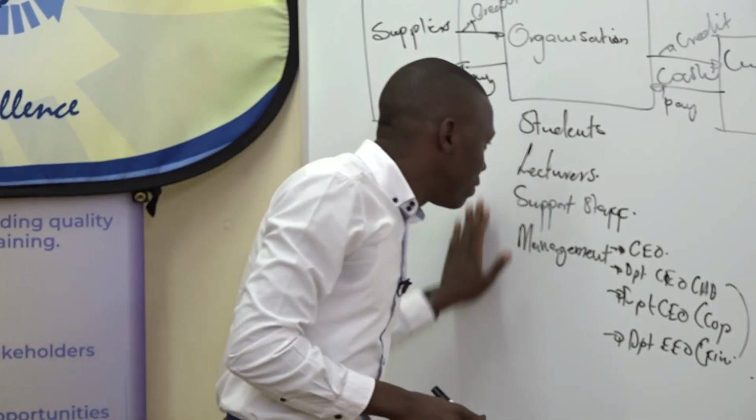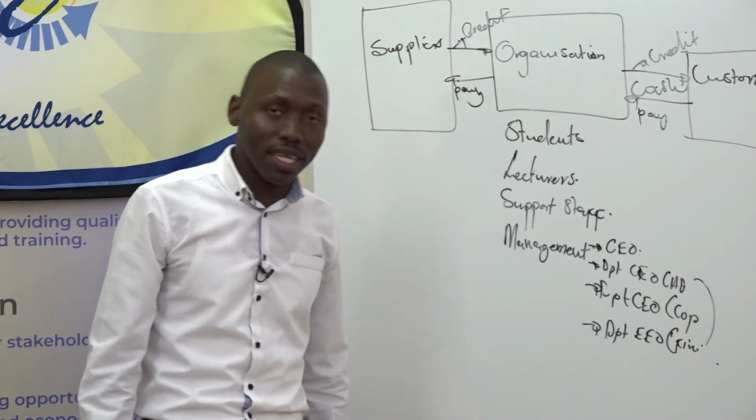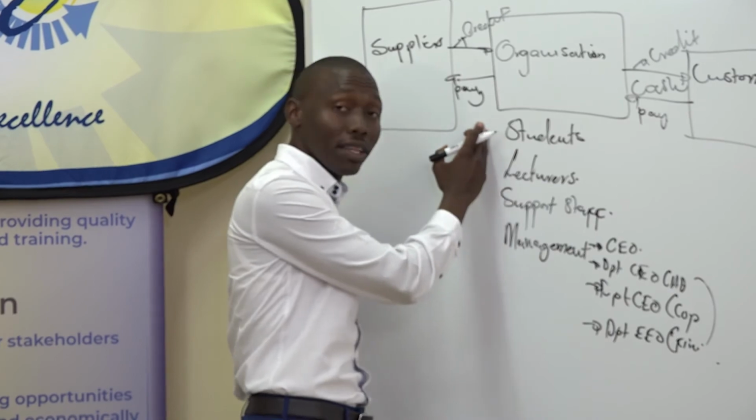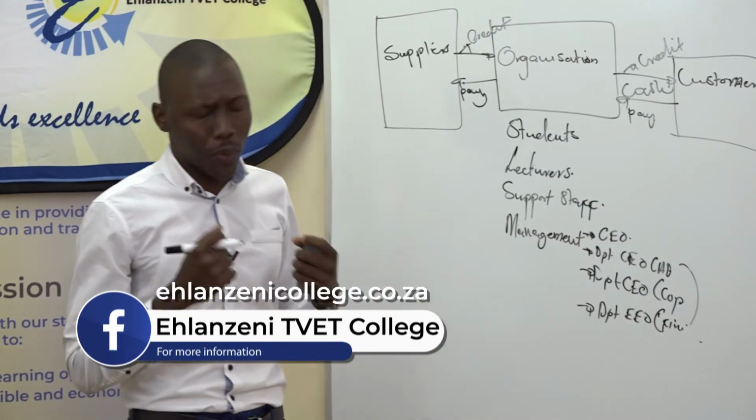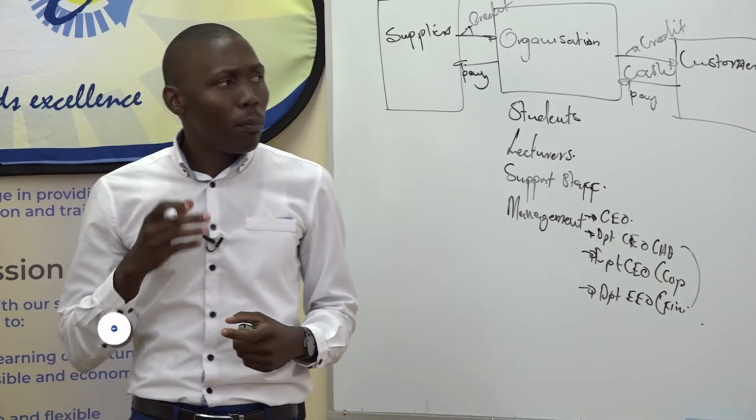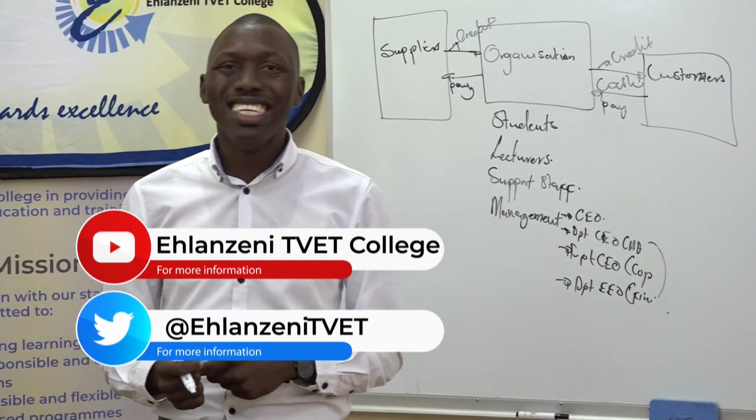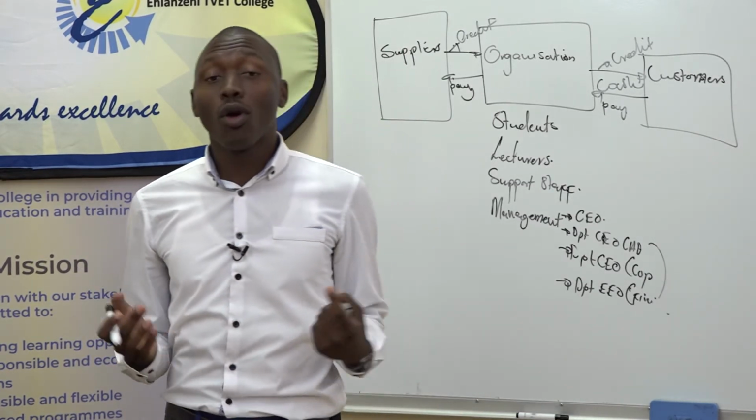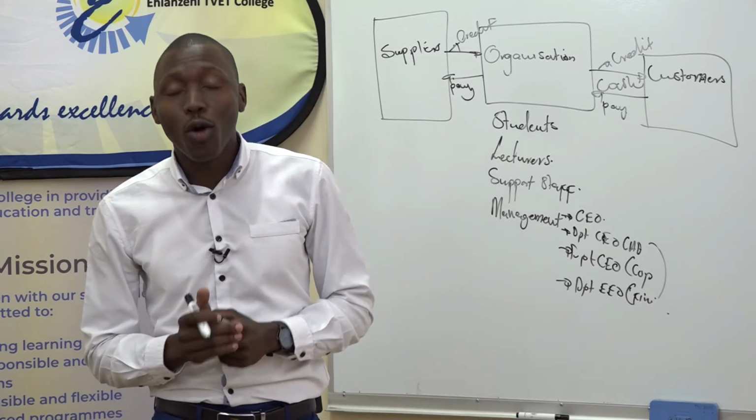These people are all stakeholders within the organization. After we have identified them, we move on to the next step. We identify them, then we list them. Then we have to identify their needs. How can we identify their needs? We can identify their needs through brainstorming, whereby we sit and think broadly about it. Or it can be done through a one-on-one interview, a group meeting, a document analysis, or a competitive product.